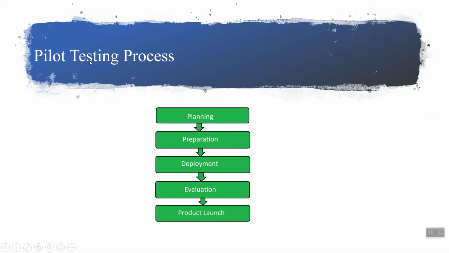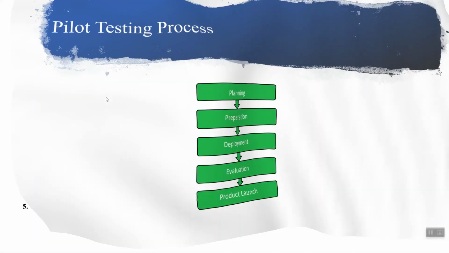So next is the pilot testing process. In the pilot testing process, there are five different steps we go through. The first one is planning, then preparation, then deployment, then evaluation, and the last one is product launch. So we'll see them one by one.